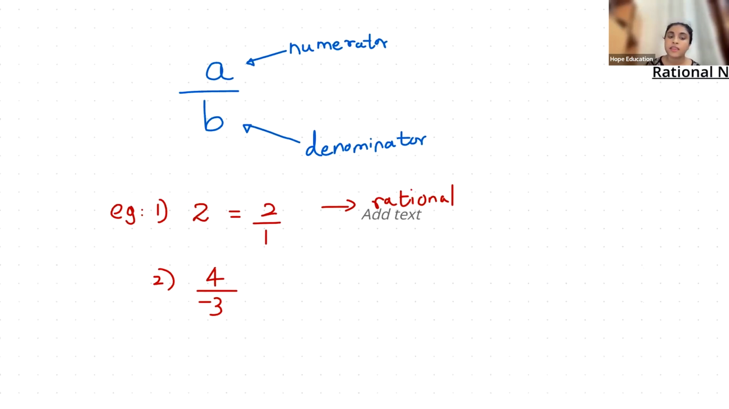We'll see. Is this a fraction? 4 over minus 3. Yes, it is a fraction. Are the numerator and denominator both, sorry, integers? Yes. 4 is an integer. It is a positive integer. Minus 3 is also an integer. It is a negative integer. Okay, works. Is the denominator not equal to 0? It is not equal to 0 because it's minus 3. This is also rational. Great.